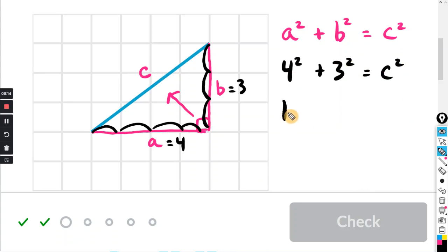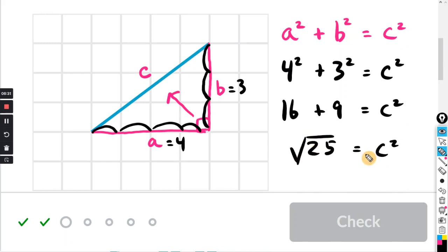Okay, 4 times 4 is 16. 3 times 3 is 9. And that's C squared. 16 plus 9 is 25. Taking the square root, the opposite of squared is square root. Taking the square root of both sides, the square root of 25 is just 5.